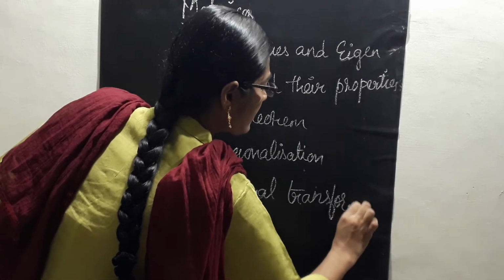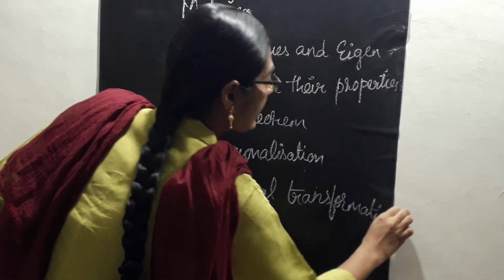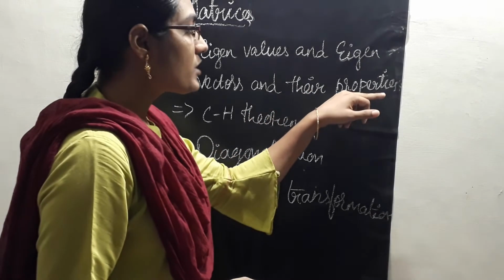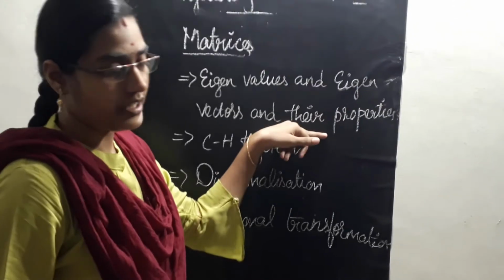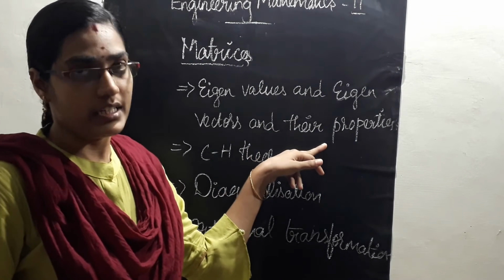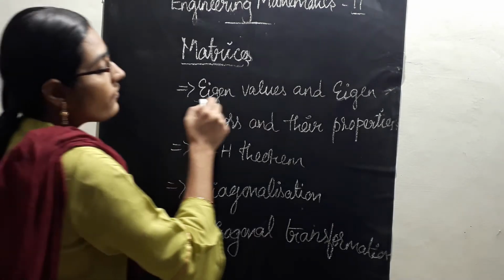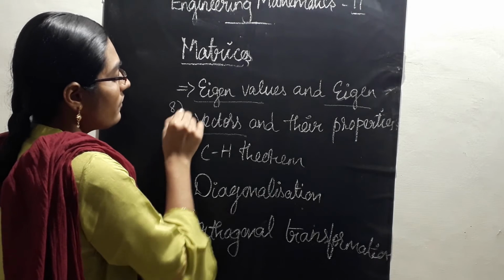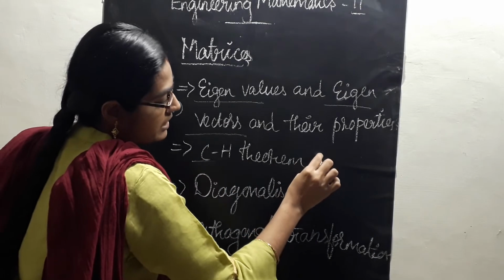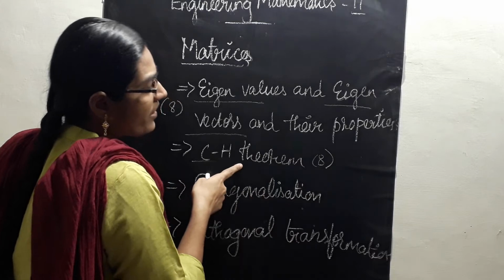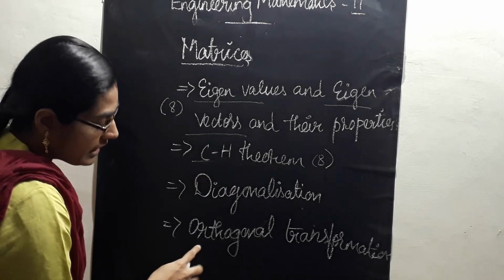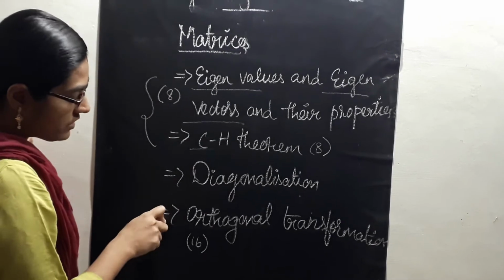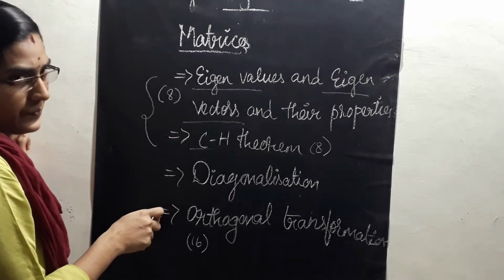In these topics, how to find the characteristic equation for a matrix and the problems based on the properties of eigenvalues and eigenvectors, you will get the questions in part A. And eigenvalues and eigenvectors for a 3 by 3 matrix, you can expect for 8 marks, and the Cayley-Hamilton theorem will also come for 8 marks, and the orthogonal transformation will come for 16 marks. So these two together will come in either-or choice.